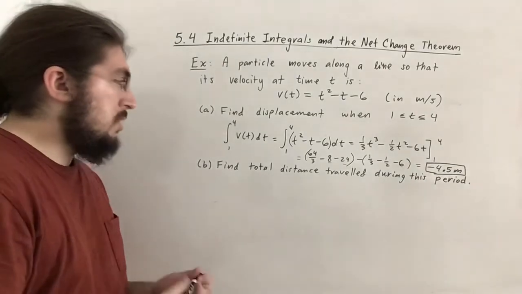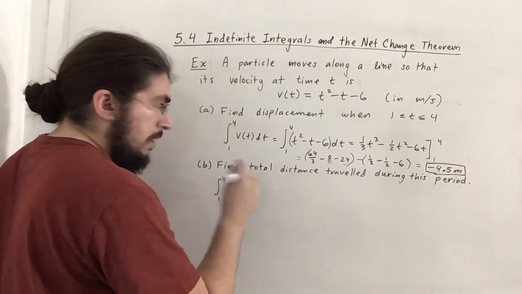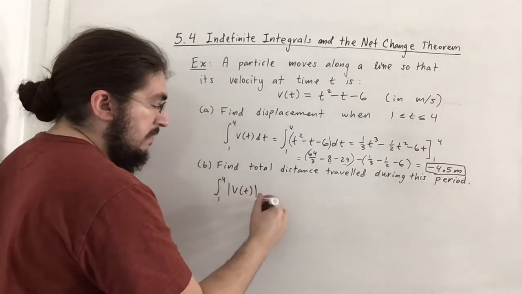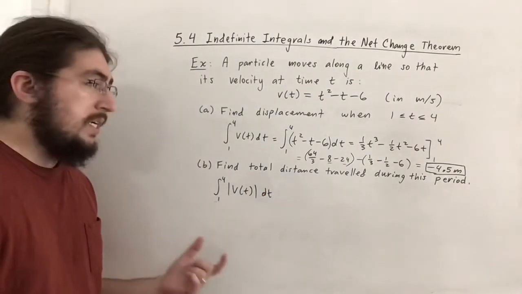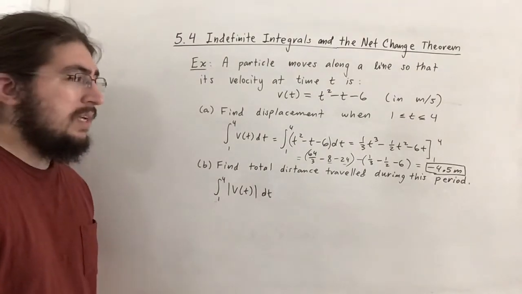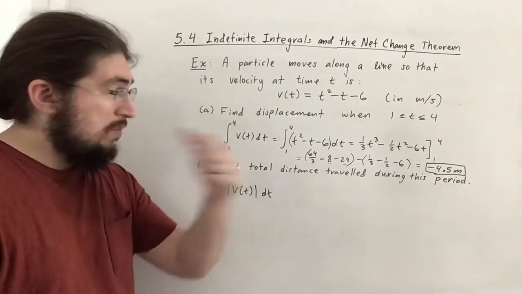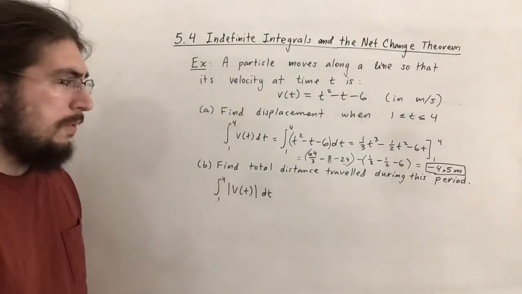All right, so I've erased the scratch work, and like I said, to find the total distance, we want to take the integral from 1 to 4, same time period, of the absolute value of v of t dt. Now, basically, we want to find where the function is negative and where it's positive. And we're basically given that it's mostly negative because we have a negative displacement. So keep that in mind.